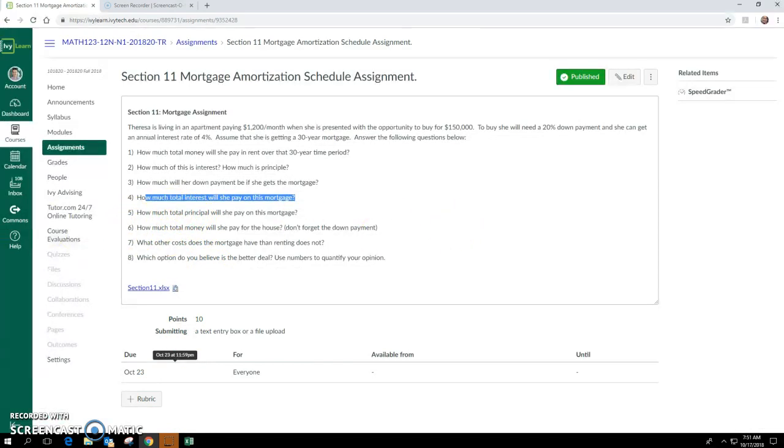Then just some more questions. How much total money is she paying for the house? Question: what other costs does the mortgage have that renting doesn't? All right, because you kind of look at these and you're assuming that they're equal, but owning a house has other expenses. So think about some of those. And then here, once you have all the numbers, what do you think the better deal is? That's kind of up to you, but you'll have some numbers to back up your point. So you have to quantify and justify why you like one versus the other.